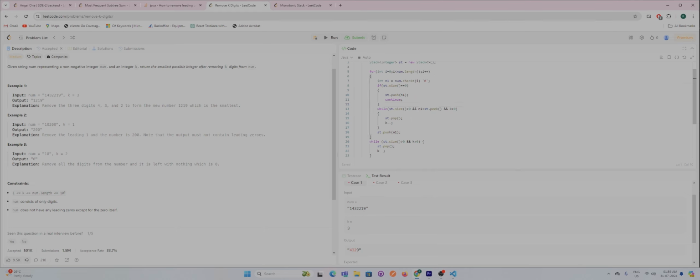Okay, n1 is 0, st.size is 0, then st.push(n1), continue. And then while st.size is greater than 0, n1 is greater than st.peek and k is greater than 0. So until k becomes 0 or this happens, right? Okay, and I'm going to keep st.popping, and then once I'm done with it, I'm going to just push n1 into the stack, right? So if the stack size is 0, this happens, and I'm continuing the loop from the next element, right?